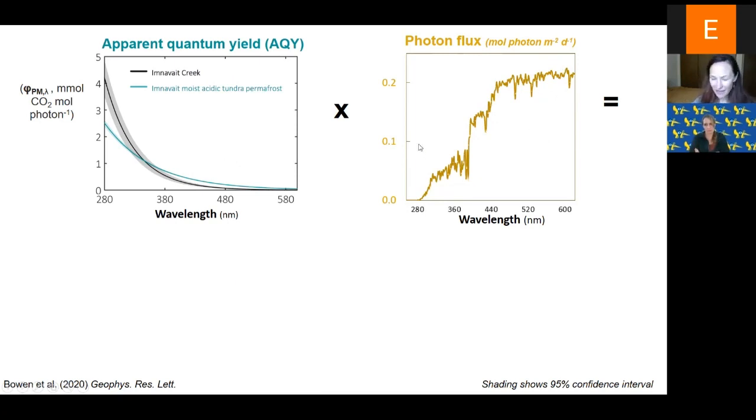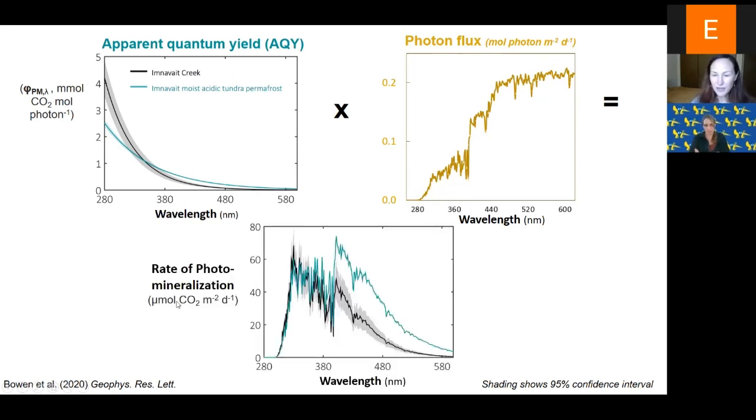So if you multiply these together to get the rate of photomineralization, then what you can see, if you were to take the area under the curve here, the blue curve is for the permafrost DOC, the black line is for the surface water DOC. If you integrate under the curve, then you get about double the rate of photomineralization from the permafrost if the water column were entirely made up of the permafrost DOC versus the surface water DOC. So again, what looks like a small difference in the UVA into the visible can give you double the CO2 because there's just a lot more visible photon flux. Right, so the shape there is really important.